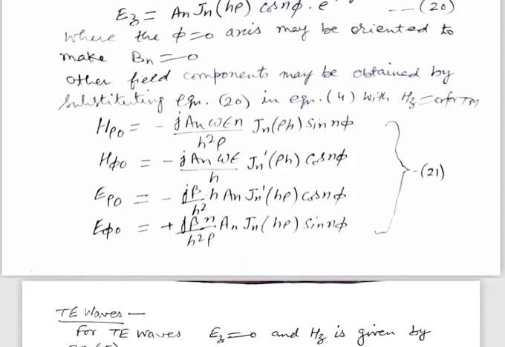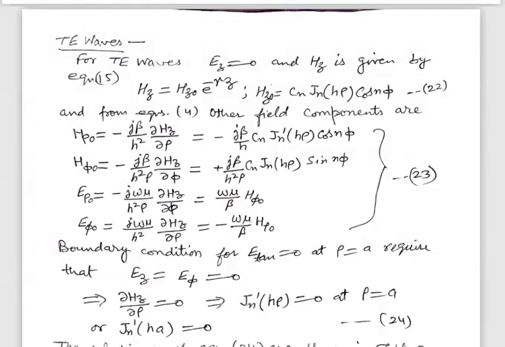Similarly, now we discuss the TE waves. Now for TE waves propagating along the z-axis, that is along the axis of the waveguide, Ez will be consequently 0, and therefore the solution for the Hz component will be obtained in a similar manner as we have earlier discussed for the Ez component. So here Hz will be given by Hz0 e raised to the power minus gamma z, where Hz0 in a similar way can be obtained as Cn Jn h rho cos n phi.